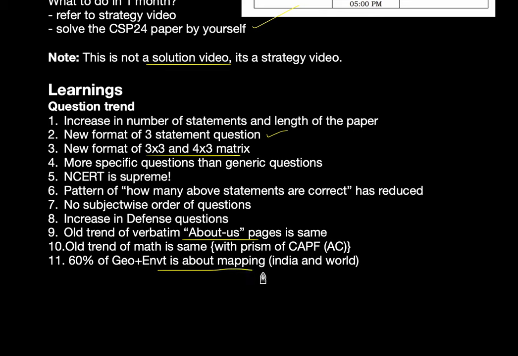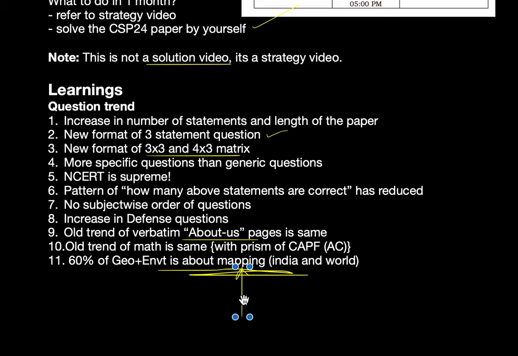And 60% of the environment is about mapping. Mapping has become exceptionally important in the past 2 to 3 years. In terms of mapping, you should know all the protected area networks, biospheres, national parks, wildlife sanctuaries. You should know about Ramsar sites, the newly added Ramsar sites, and the World Heritage sites, newly added ones. You should know which state connects to which state, what the rivers and tributaries are, which tributary connects in which order, which are the left bank and right bank tributaries. You should know them by heart.